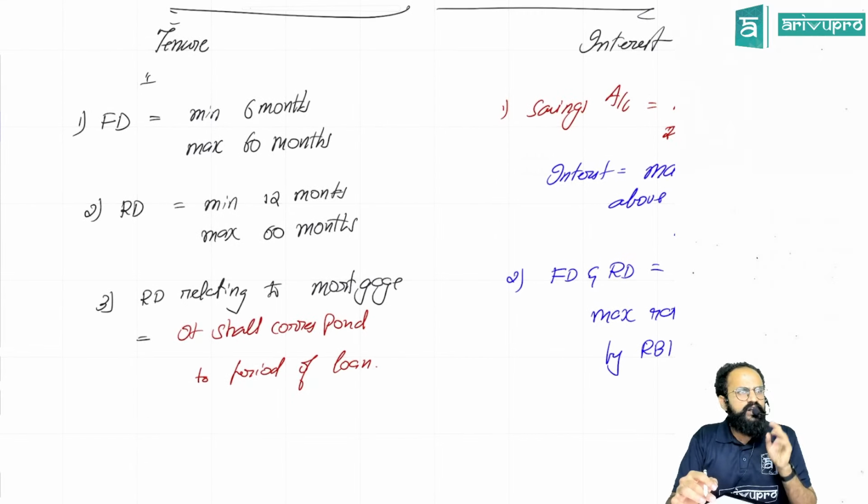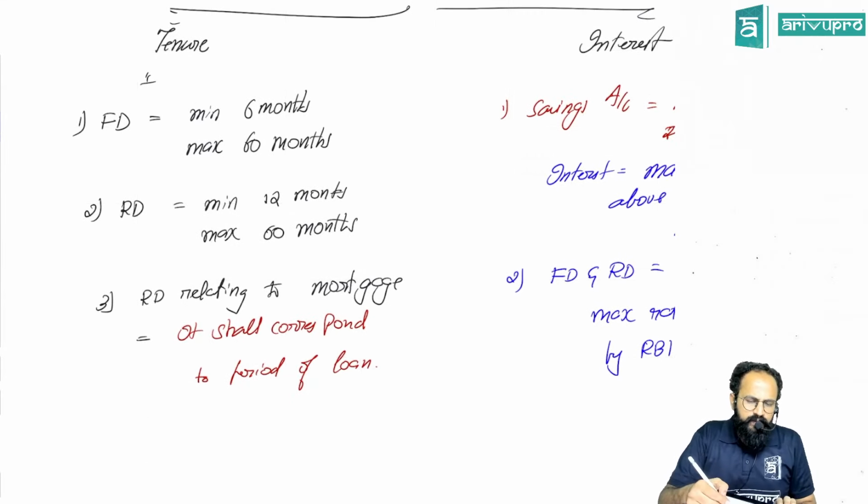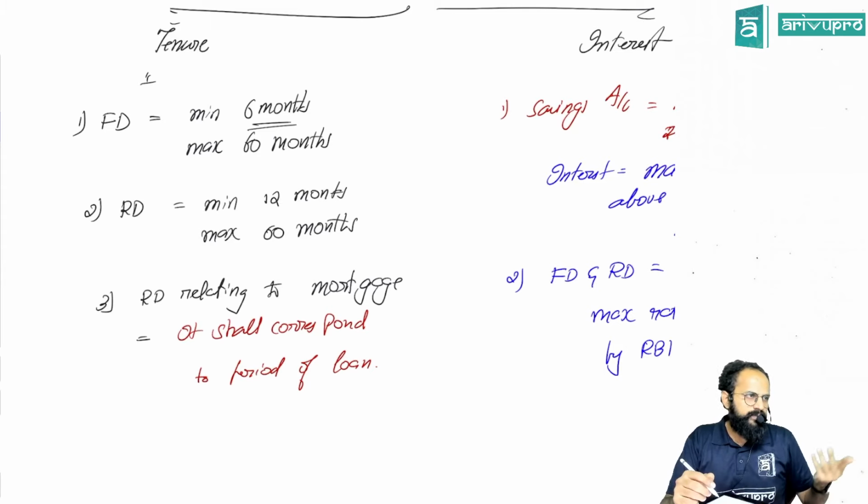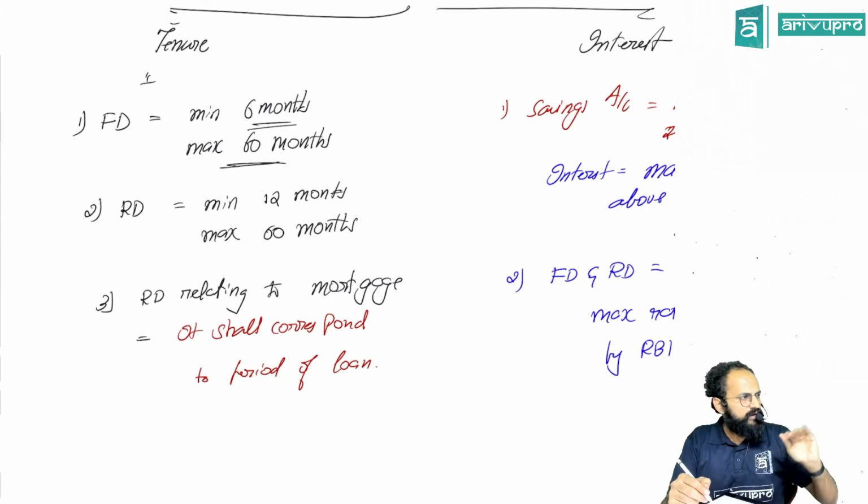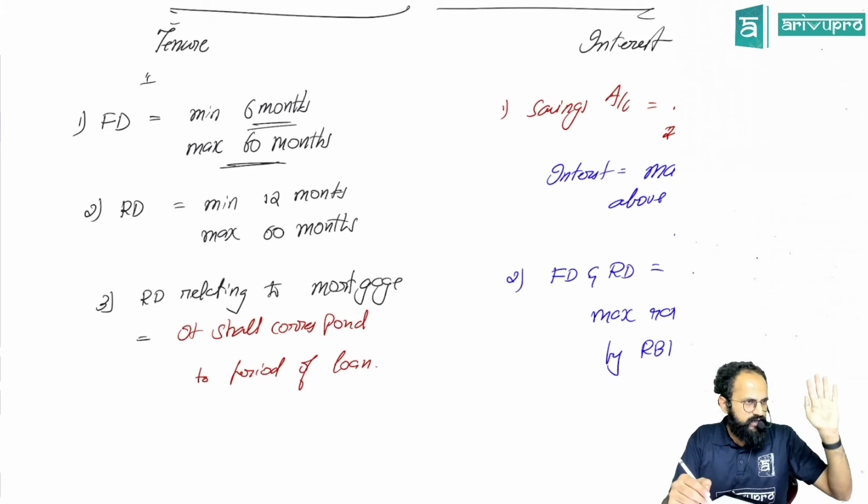If it is called an FD, the minimum tenure is 6 months. Not below that, it is not possible. Maximum 60 months. That is your tenure. Minimum has to be 6 months, maximum can be 60 months.